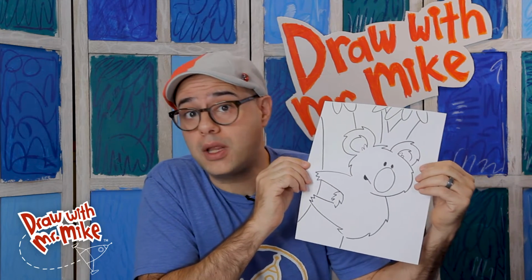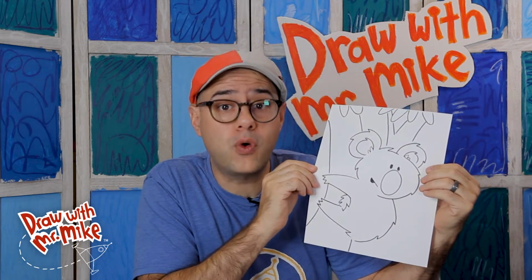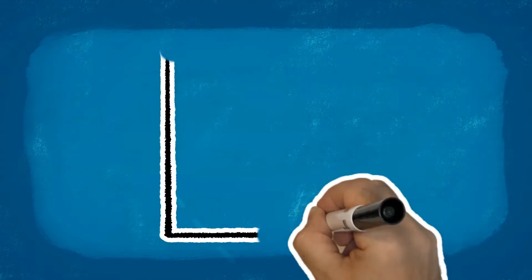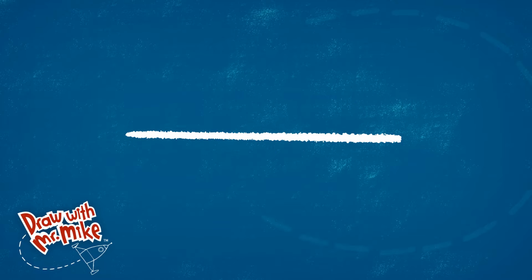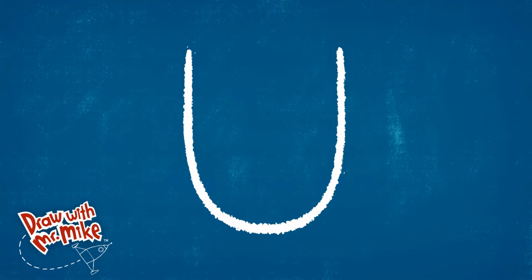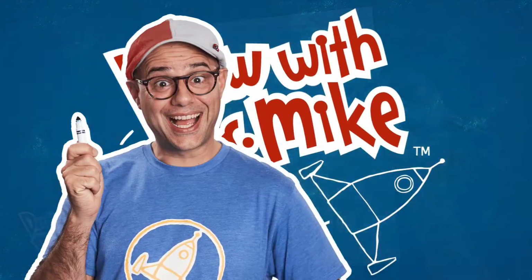Today we are going to draw a koala bear. Now to draw this koala bear, we only need 4 basic lines and shapes: an oval, an arc, a line, and a U. Are you ready to see how this all fits together?